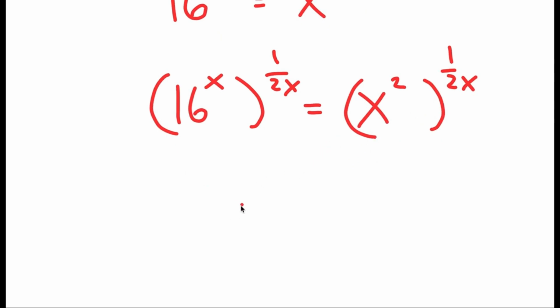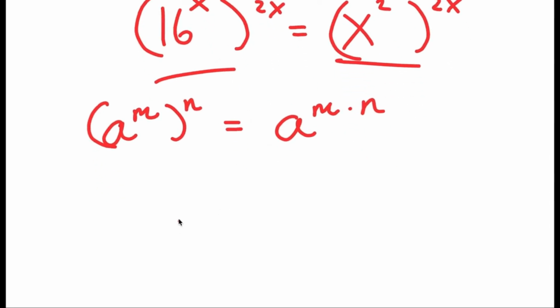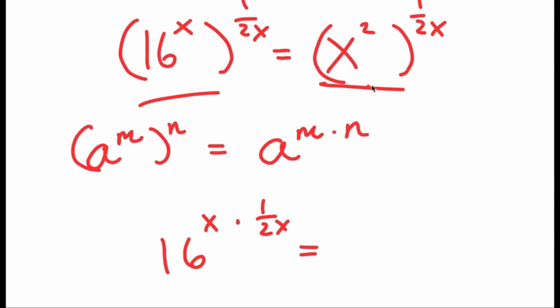Now, if I have something in the form a to the power of m to the power of n, this is equal to a to the power of m times n. So we can use this property for both of these terms. 16 to the power of x to the power of 1 over 2x is equal to 16 to the power of x times 1 over 2x. And x to the power of 2 to the power of 1 over 2x is equal to x to the power of 2 times 1 over 2x.